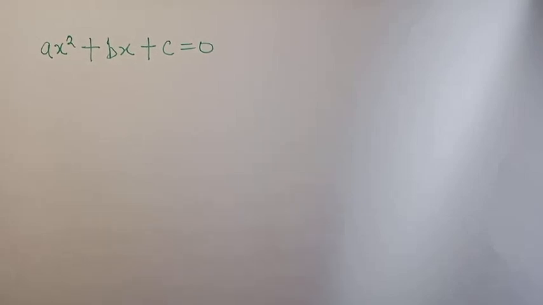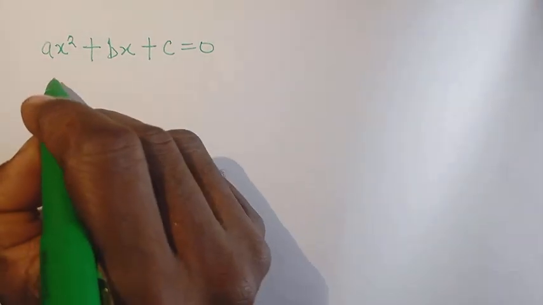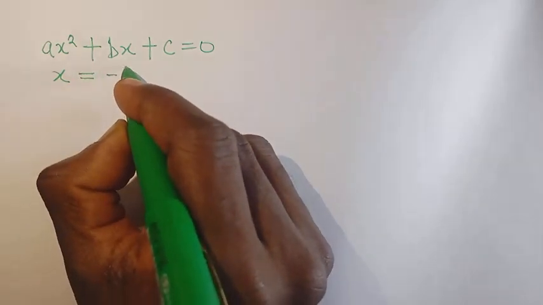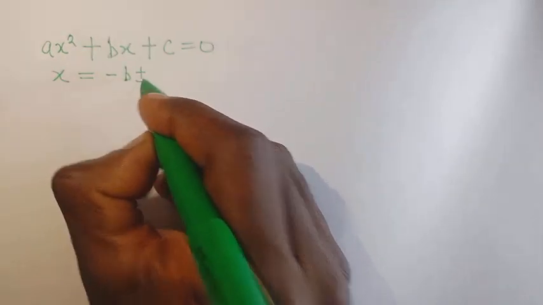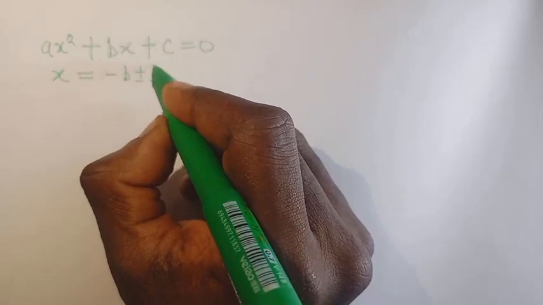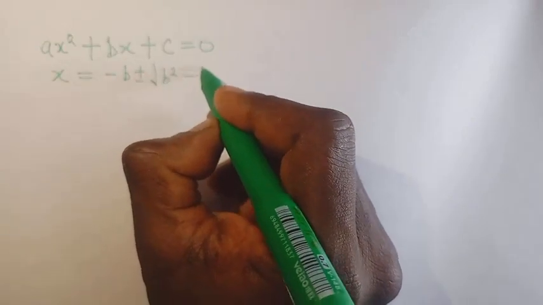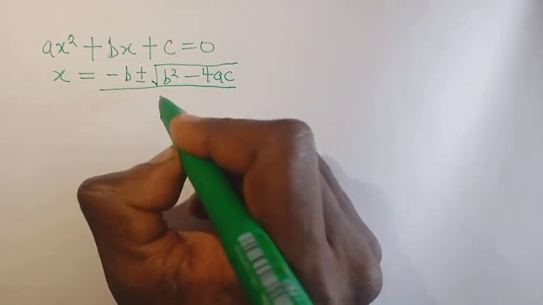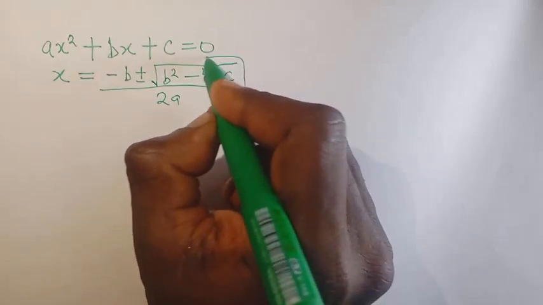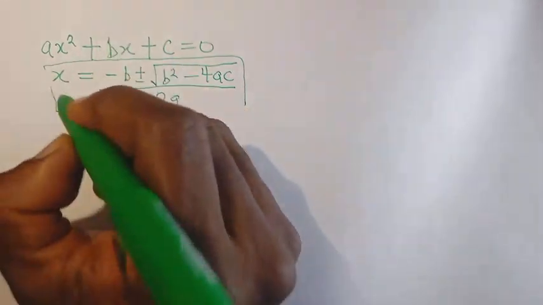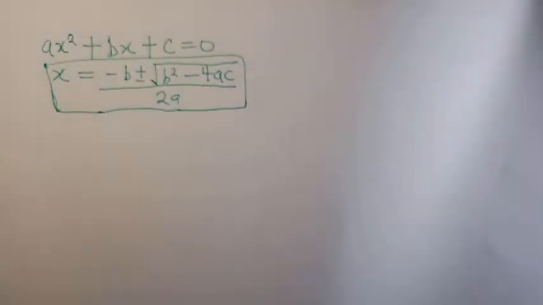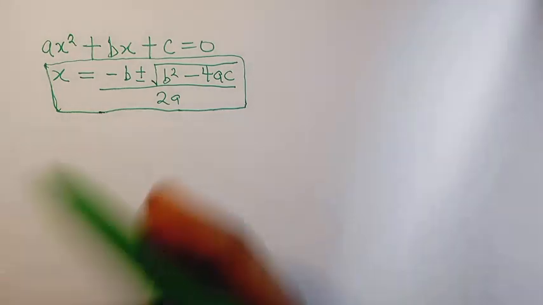Hi guys, in this video I'm going to be showing you how to solve this quadratic equation, which at the end of the day is going to give us what we call the almighty formula or the formula method. So at the end of the day, when we solve this, we're going to get this, 4ac all over 2a. So basically we want to show that when ax squared plus bx plus c equals 0 is solved, it gives us this.